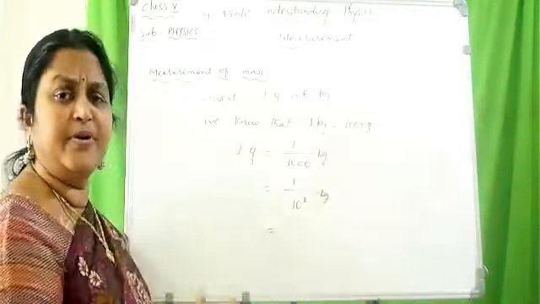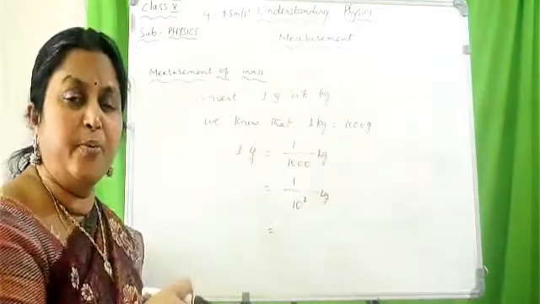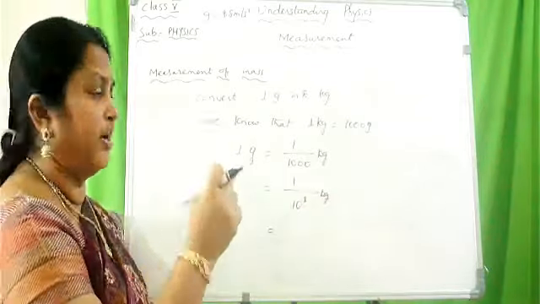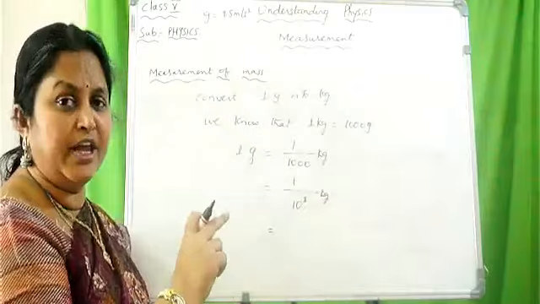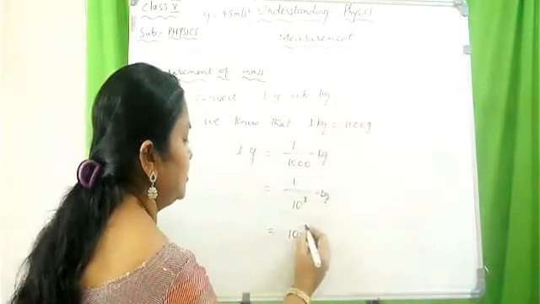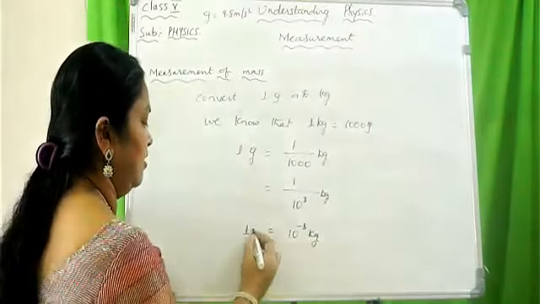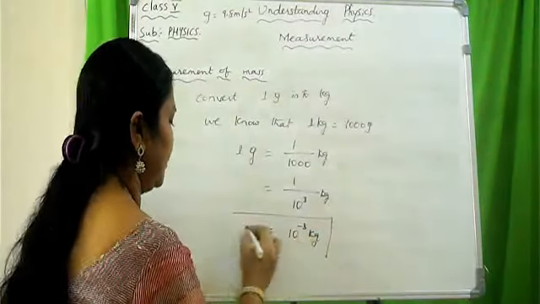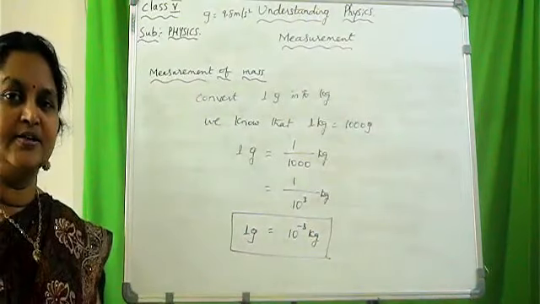Now, in a simpler form, this 10 to the power of 3 is in the denominator. I want to shift it into the numerator. When I shift it to the numerator, the power becomes negative. So I will write this as 10 to the power of minus 3 kg. 1 gram is equal to 10 to the power of minus 3 kg. In this way, we have to solve the numericals.